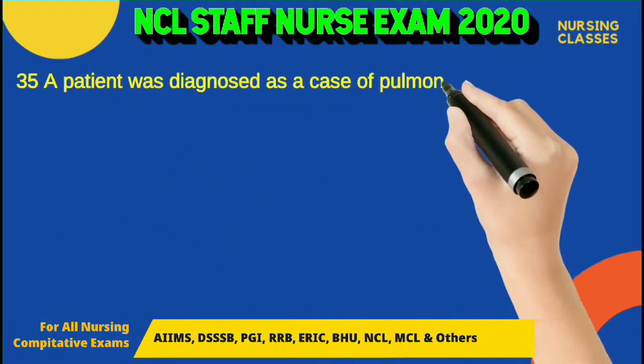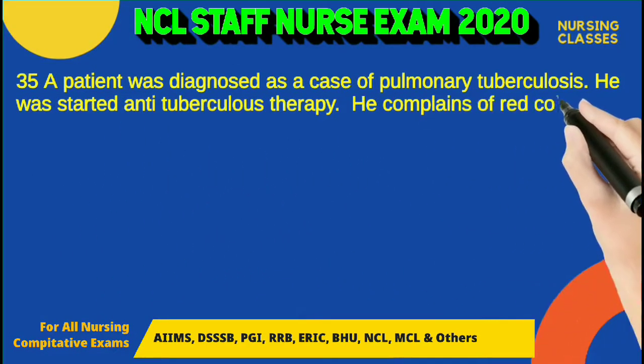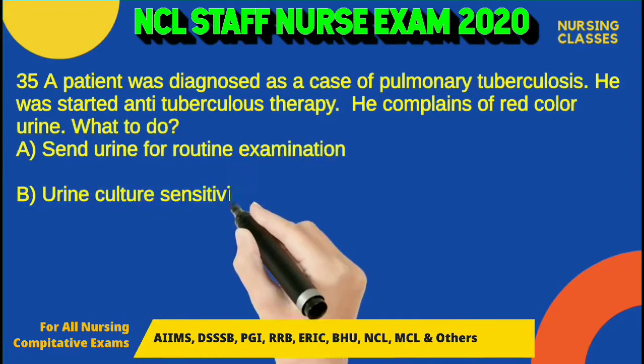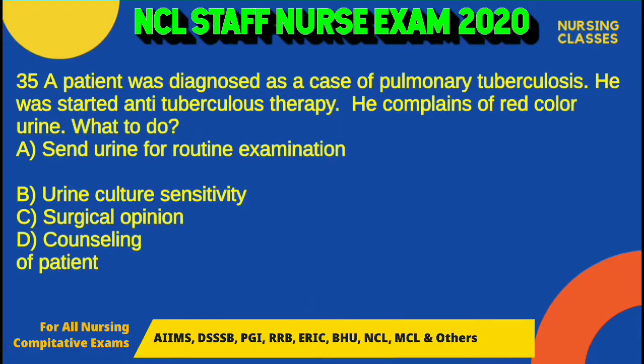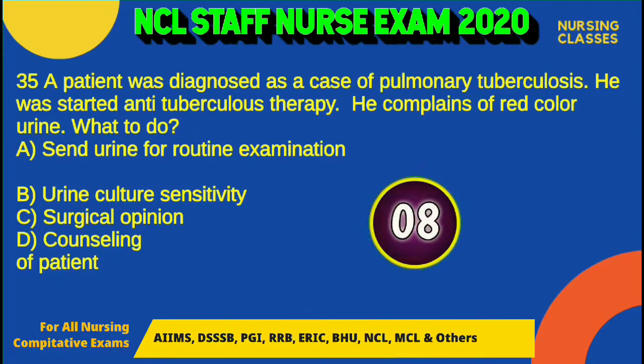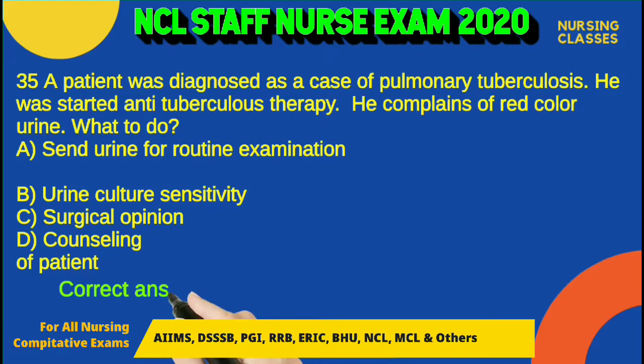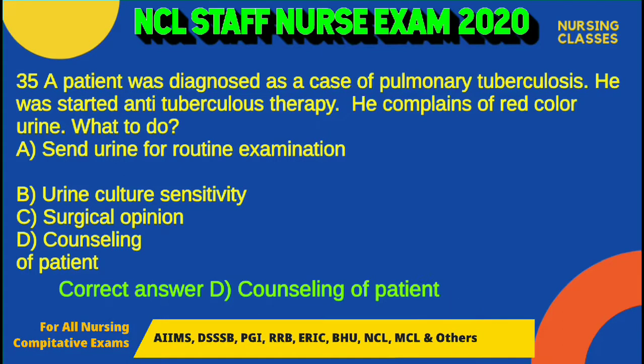35. A patient was diagnosed as a case of pulmonary tuberculosis. He was started on anti-tuberculous therapy. He complains of red color urine. What to do? A. Send urine for routine examination. B. Urine culture sensitivity. C. Surgical opinion. D. Counseling of patient. Correct answer D. Counseling of patient.